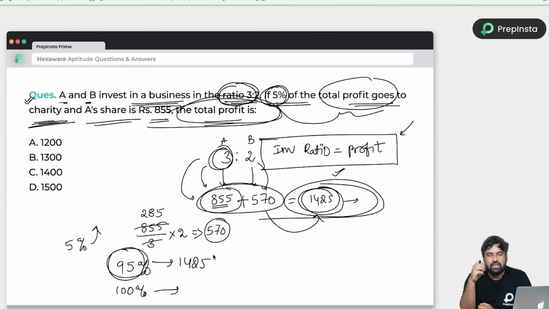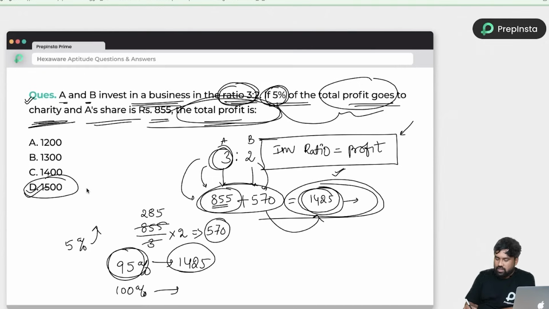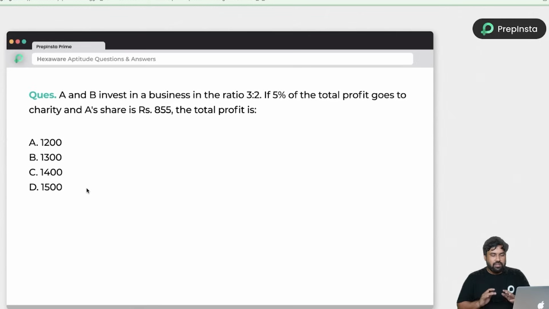So here if you do the calculation, you will waste a lot of time. Actually, I have explained everything from a theoretical approach, but in the examination we won't do this much calculation. I will let you know how we will do it also, for our prime subscribers and everyone. So 100% will be more than 1425. So the answer will be option D. There is no other chance. So this is the explanation.